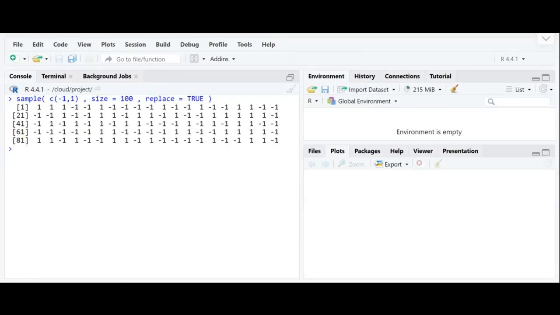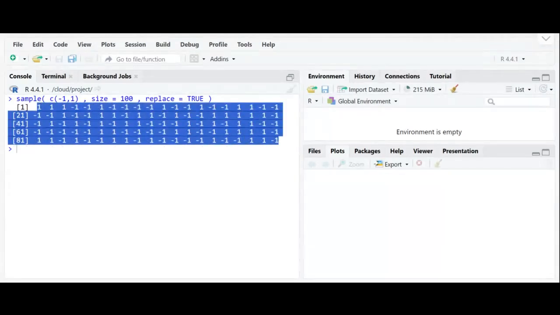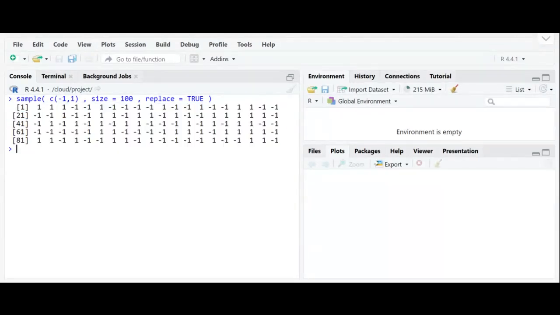If you type that in, it will produce for you a random list of heads and tails, plus and minus 1. Because of the random number generator, whatever list you get would be different from mine, unless we set the same seed. Okay? So this is what you would get.